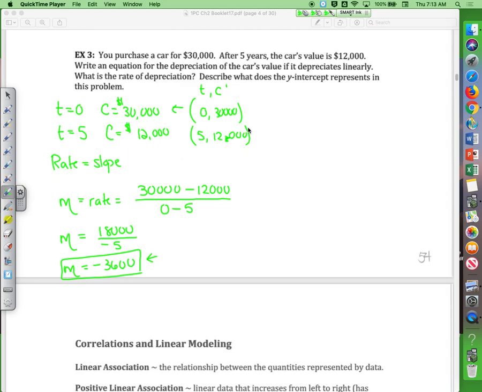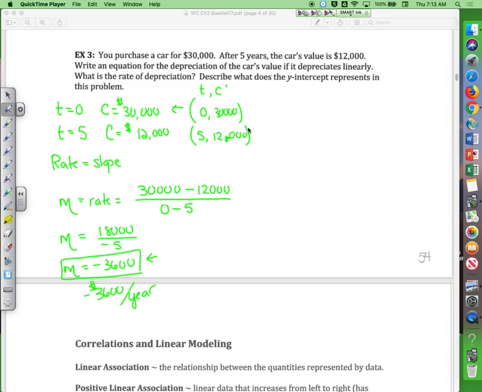And if we want to put some units with it to make sense, it means that the car is depreciating at a rate of $3,600 per year. So it's going down, so you could say it's negative $3,600 per year, or you could say it depreciates by $3,600 per year. And then they want us to come up with the y-intercept. So let's write the equation for the line.